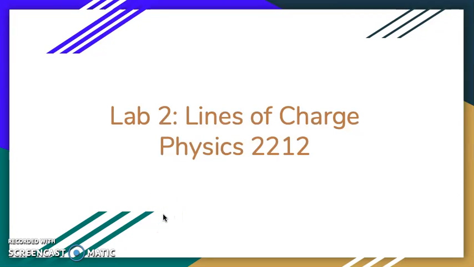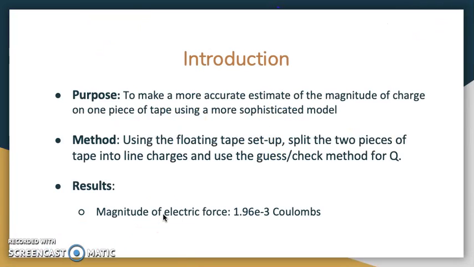Lab 2, Lines of Charge, Physics 2212. The purpose of this lab was to create a more accurate estimate of the magnitude of charge on one piece of tape using a more sophisticated model than the point charge model used in Lab 1. In order to do this, we used a floating tape setup and split the two pieces of tape into line charges and then used a guess-check method to solve for Q.